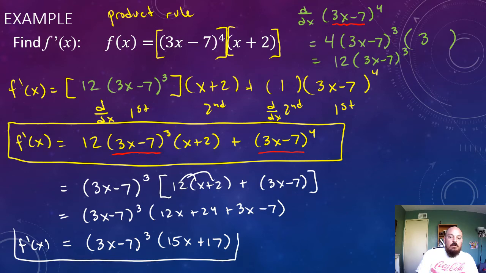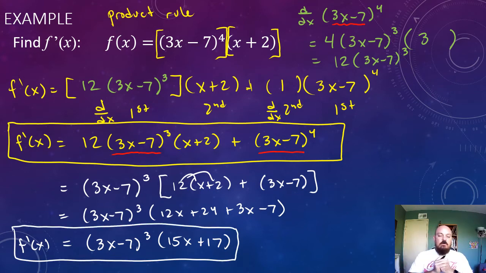So remember, the one I boxed up in yellow, that's fine. I will accept that as a correct answer. But as we move on through the year, the white one is the better answer. And it's a good habit for you guys to start looking for things like that now. All right, let's do one more example.